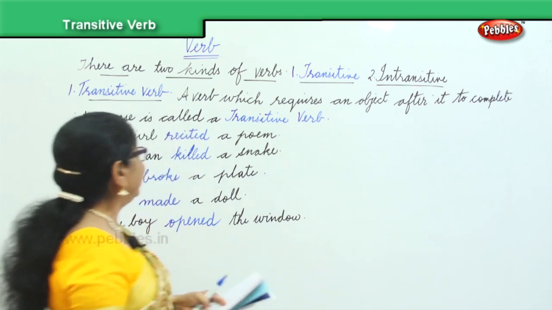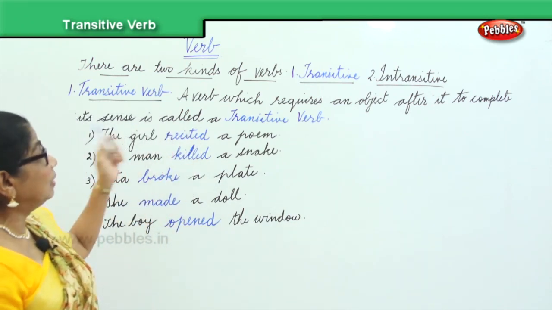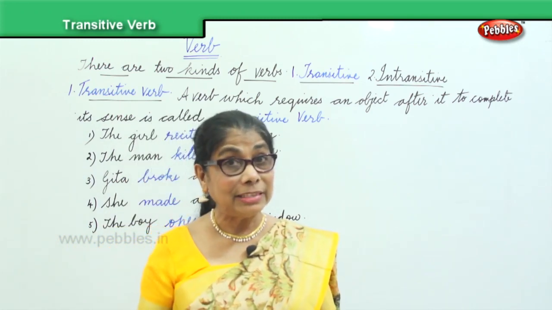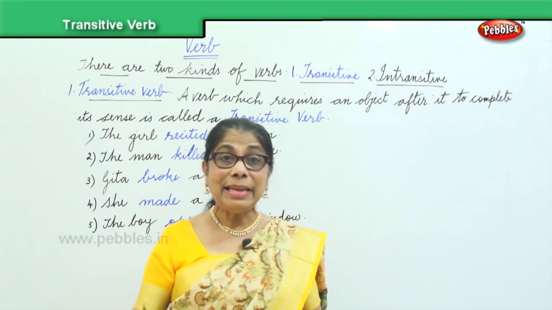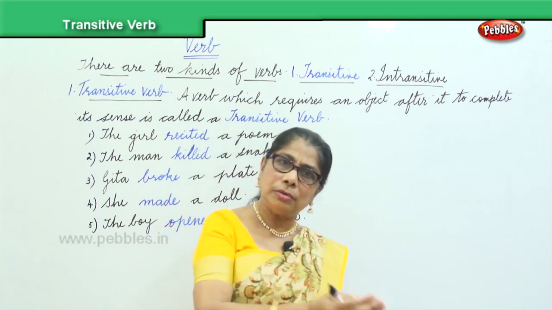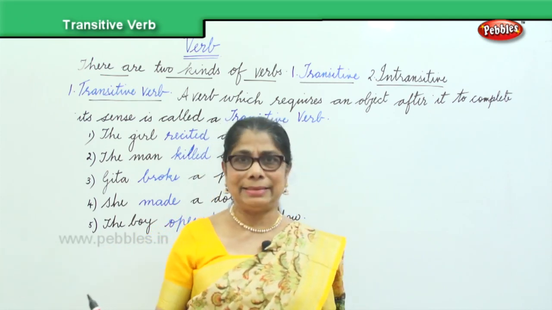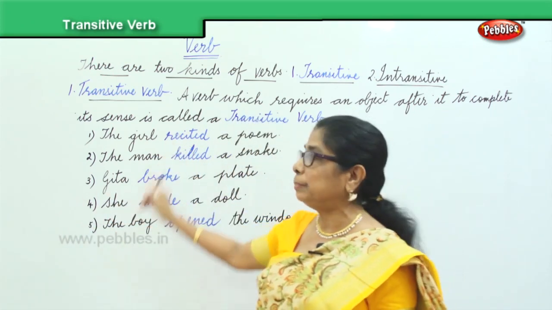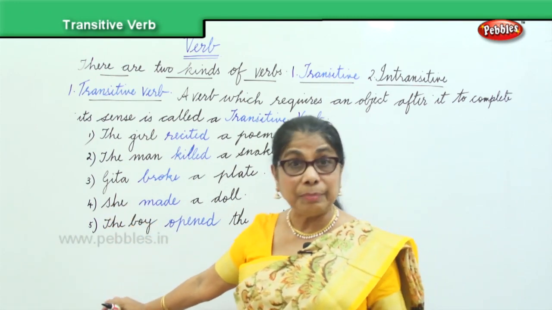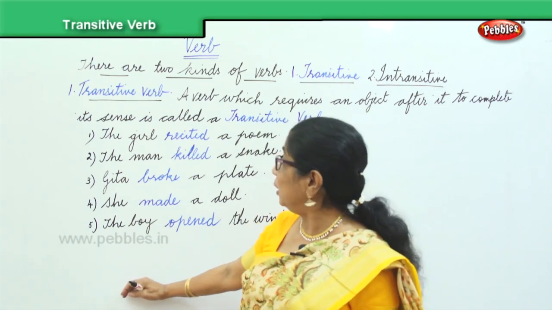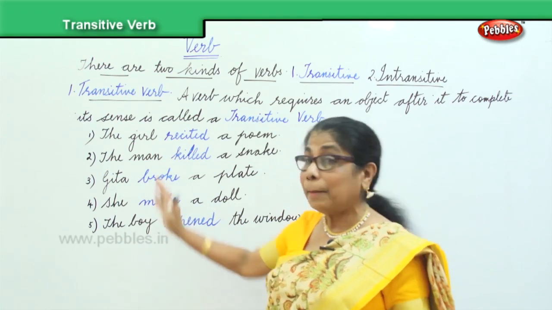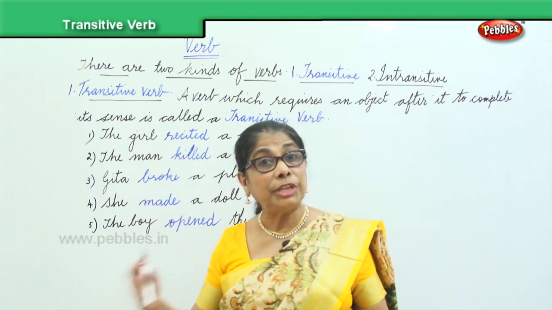Okay. Now look at the words. We said we are doing transitive verbs. How do we identify the transitive verb? A transitive verb needs an object. From the subject, the action is passed on to the object to complete the sense. So, now let's look at all the subjects here. You have the girl, the man, Geeta, she, the boy. These are the subjects. They are doing something. Somebody is reciting, killing, breaking, making, opening. But all these need an object to complete.